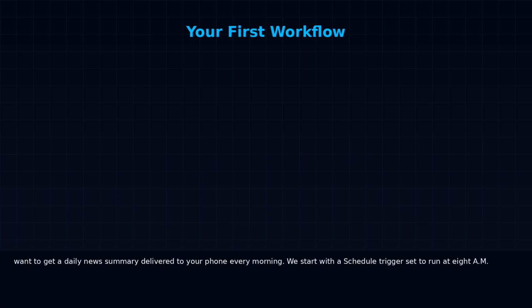Imagine you want to get a daily news summary delivered to your phone every morning. We start with a schedule trigger set to run at 8 a.m. every day. Next, we add an HTTP request node to fetch news from a free news API. This pulls in the top headlines. Then we add an AI agent node, which is where things get really interesting. We connect an OpenAI model to it and give it a simple instruction.